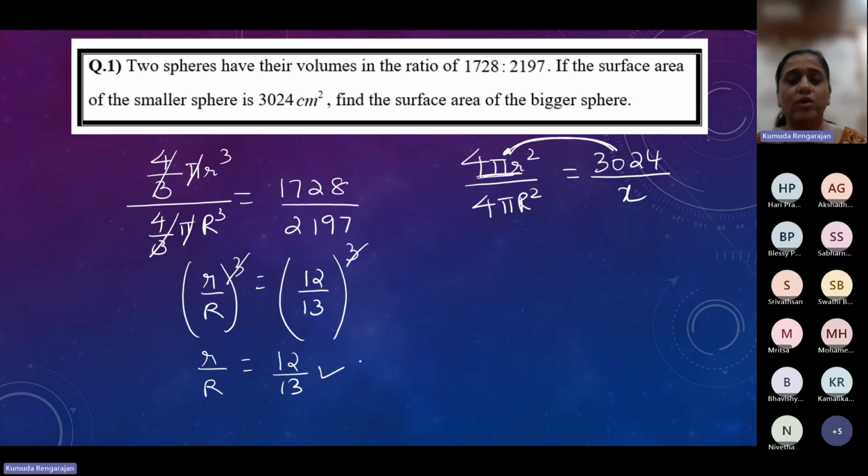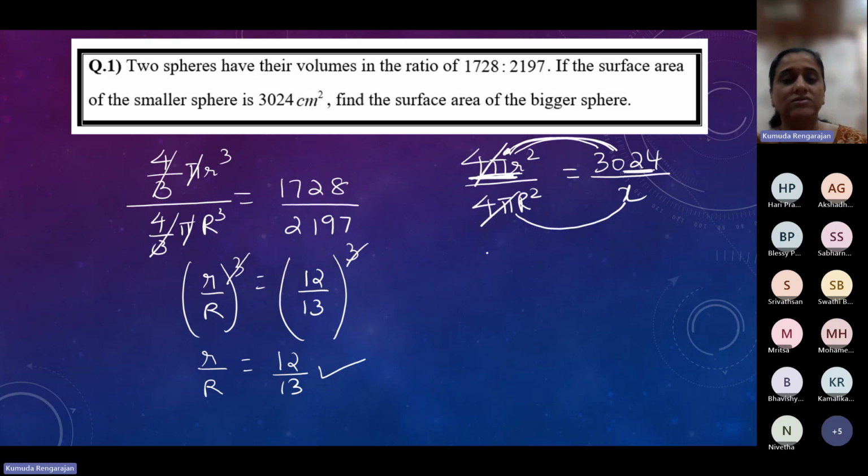See, this is one part. We found the ratio of their radii. Now we'll write the ratio of their surface areas: 4 pi small r square by 4 pi capital R square. The ratio of their surface areas is equal to, we know the surface area of the smaller sphere, 3024. Write that in the numerator. You should not write that in the denominator because the numerator here is about the smaller sphere. The surface area of the bigger sphere is what we have to find, so we'll take it as x.